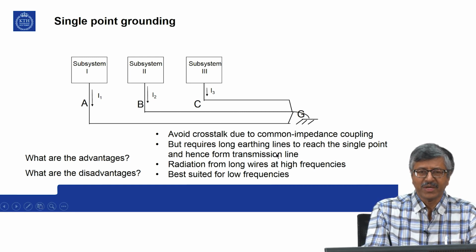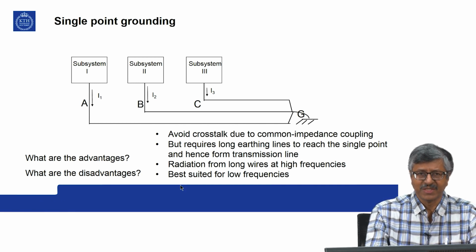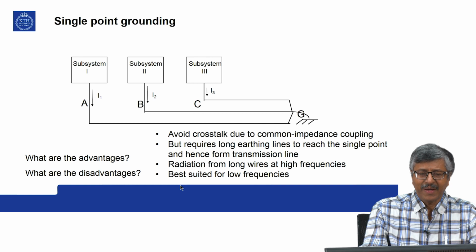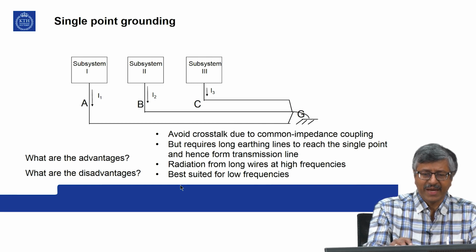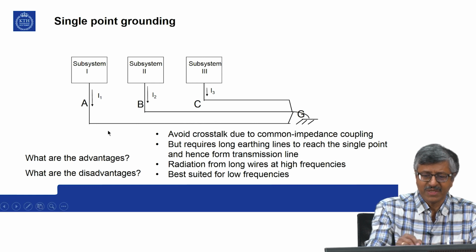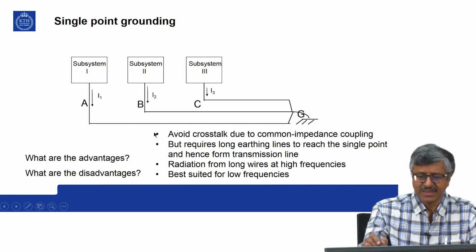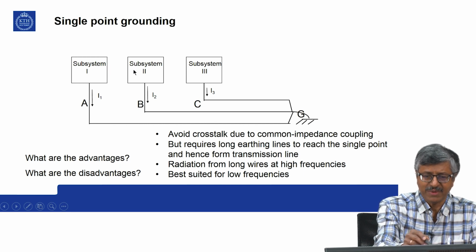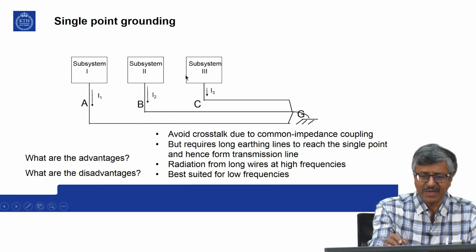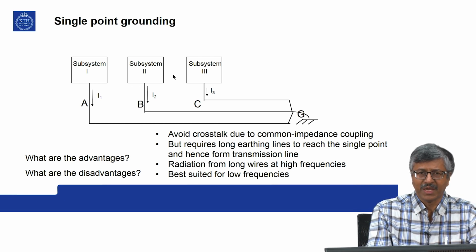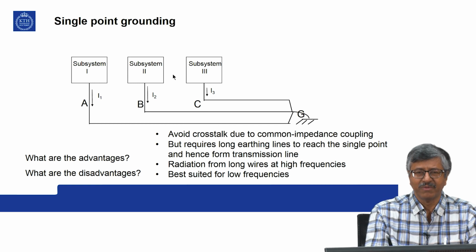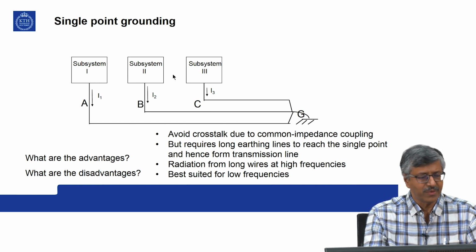For this reason, single point grounding may not be best suited for higher frequencies. It is best suited for low frequencies. That is where most of the single point grounding will be done. Then there could be another danger also, especially during a lightning strike. If these are too long lines, you can have a potential difference between these systems. So you need to really think of bonding between them in those types of cases, using spark gaps or something like that. When we discuss lightning protection, we will go through that.